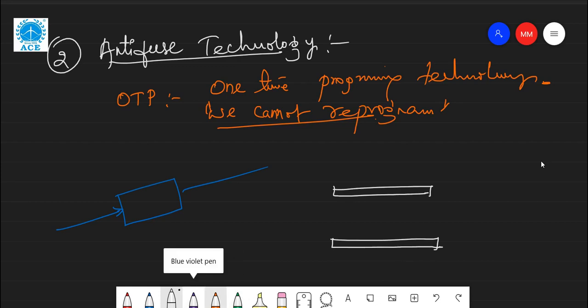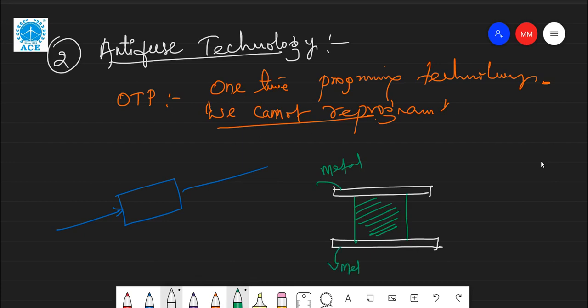For example, this is a block. This is a metal one, and this is a metal two. The remaining things will be in these oxide layers. This is the oxide layer.